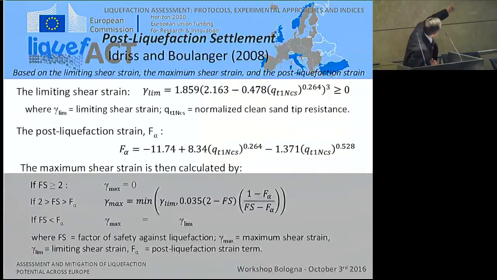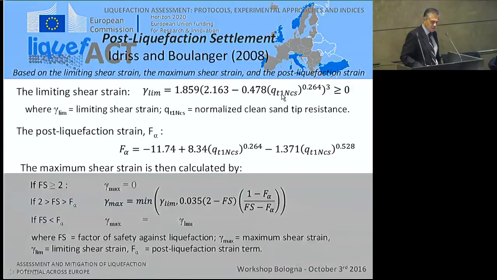Can you see at least that it is there? Idriss and Boulanger were based on this limiting shear strain again, which is the maximum shear strain and the post-liquefaction strain, and they developed a little bit further the definition of a post-liquefaction settlement. So it was an evolution towards the Zhang et al. proposal. We just have to go to a limiting shear strain where the liquefaction occurs, which is defined again based on the CPT.